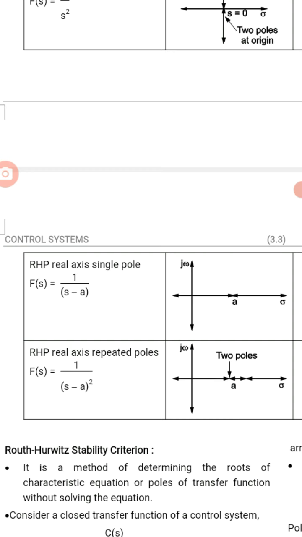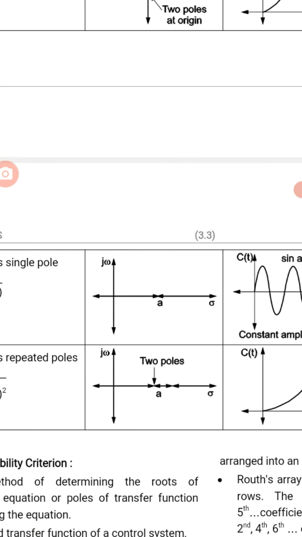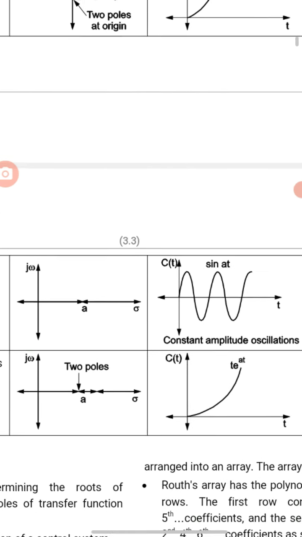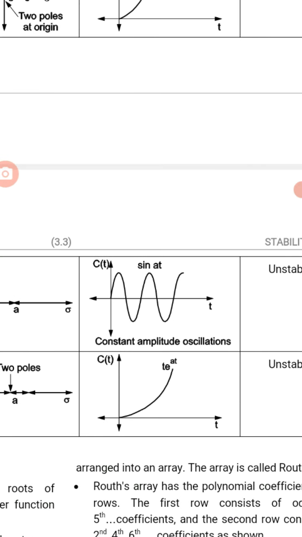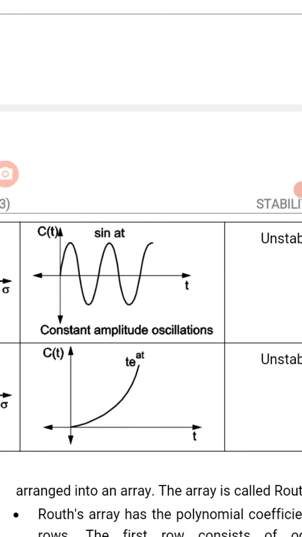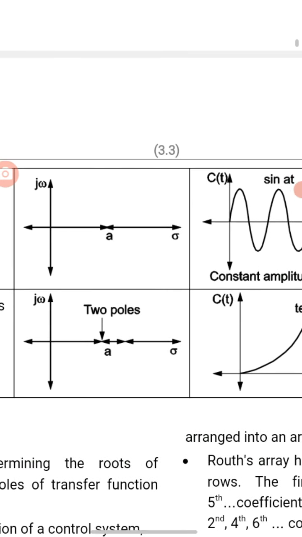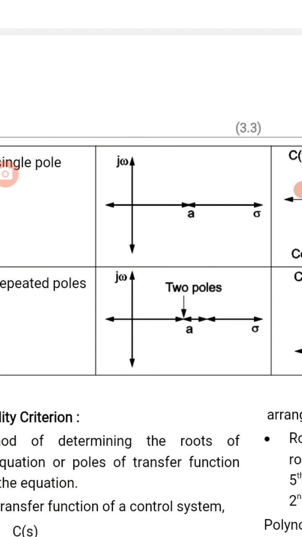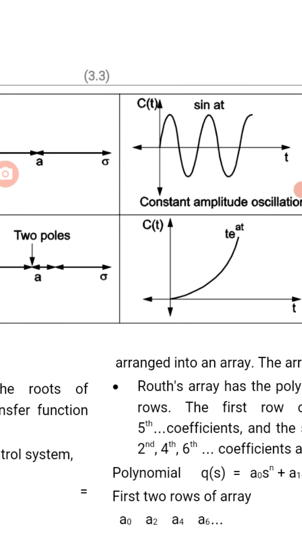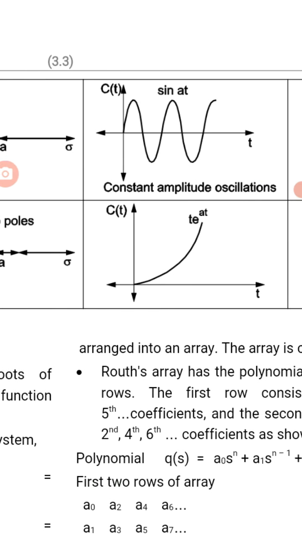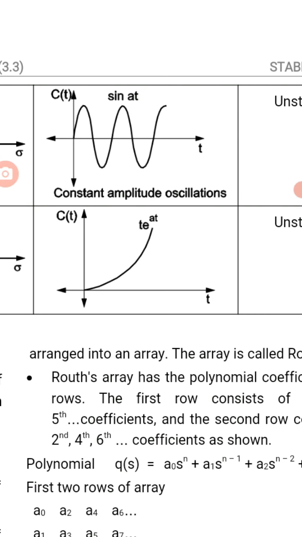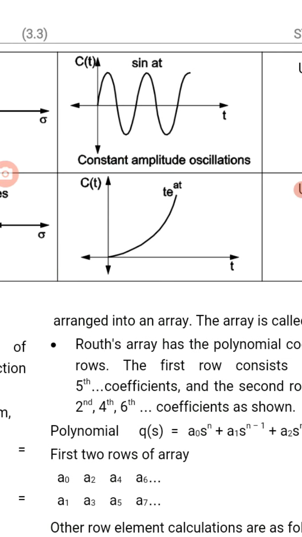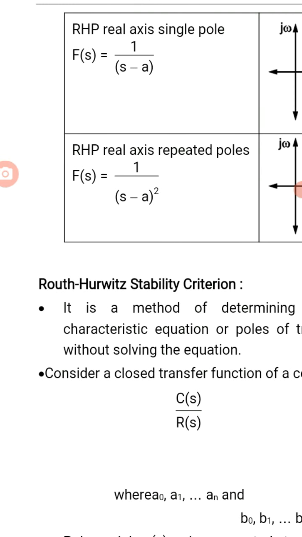Right half plane, real axis: F(s) is equal to 1 upon s minus a, the pole lies on the right hand side of the s plane, then the output is exponentially increasing. As it is an increasing output, it is an unstable system. If there are repeated real axis poles at s equal to a, double poles, then the output is increasing even faster, and it is called an unstable system.